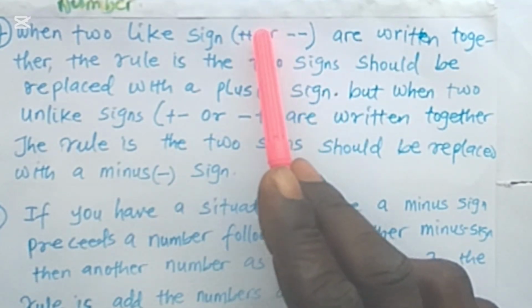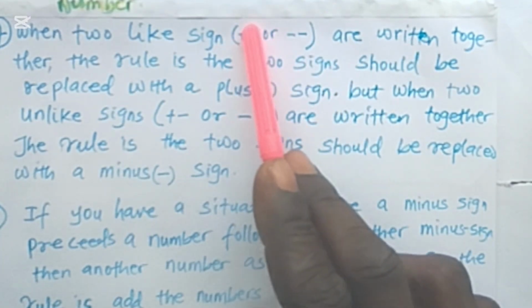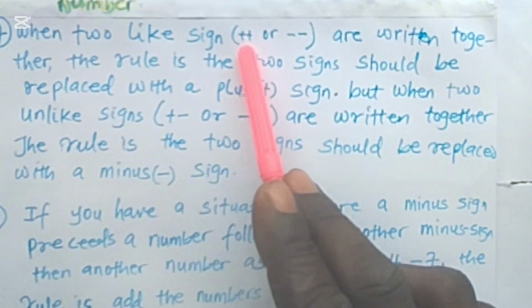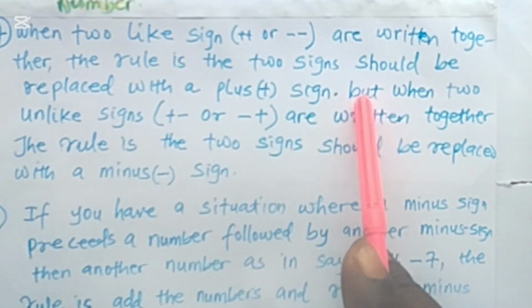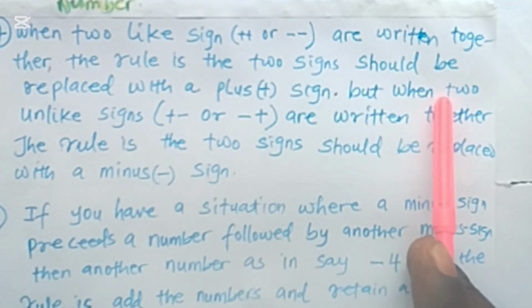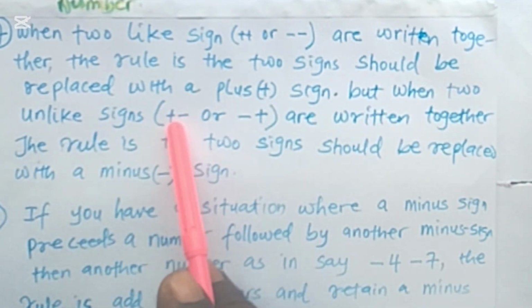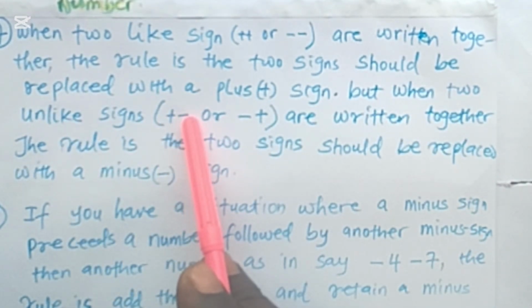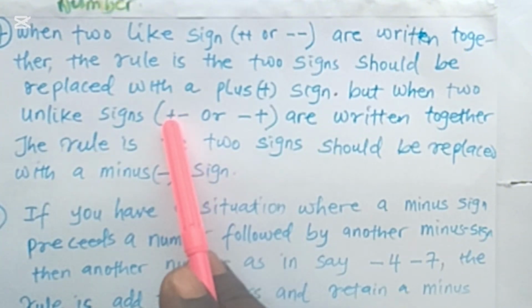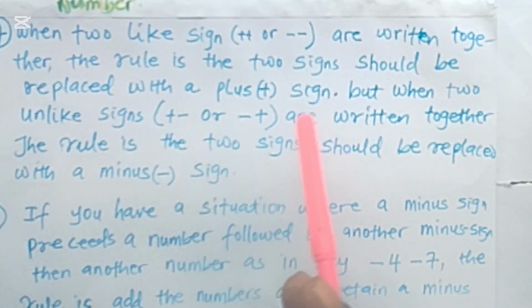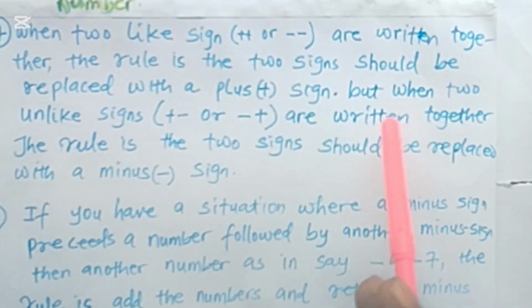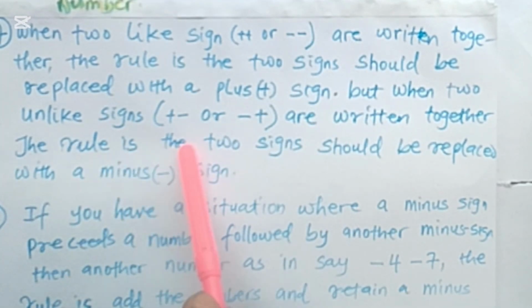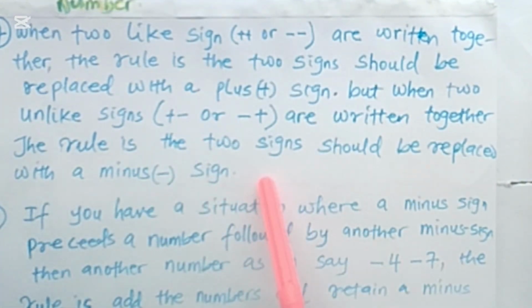The rule simply says that in place of the two signs, just introduce a plus sign. The second part of the rule says that when two unlike signs, for instance, plus and minus, you can see there are two signs, but they are not the same. They are not alike. The first one is plus, the second one is minus, or minus and plus, they are also not alike, are written together. The rule is the two signs should be replaced with a minus sign.